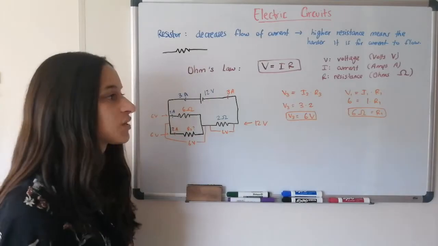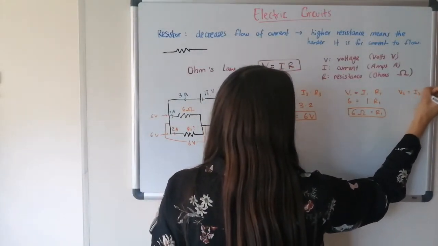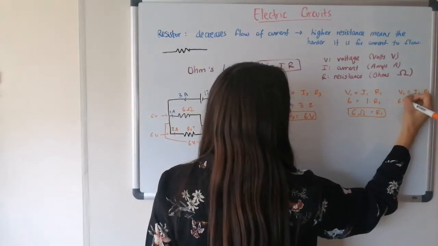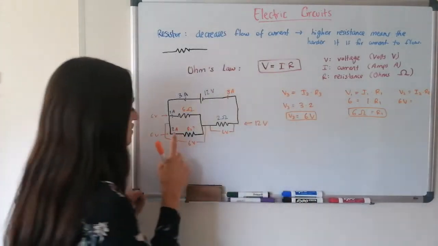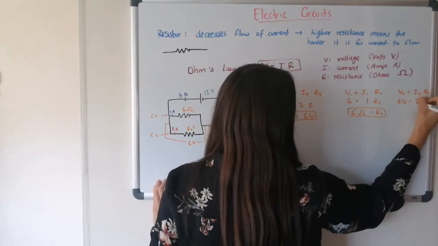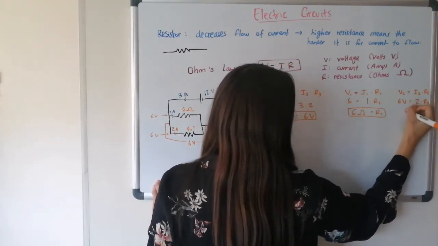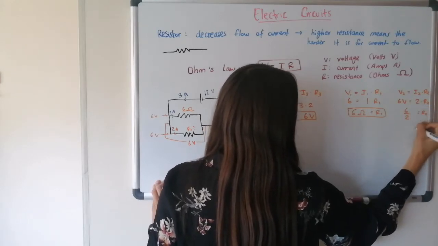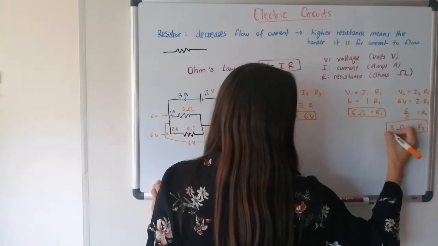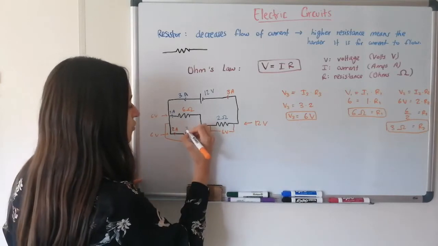And we can do the same thing with R2, but with the equation for 2. So V2 equals I2 times R2. V2 is also 6 volts. And I2, in this case, is 2 amperes because it's what was left from the 3. So this is 2 times R2. So R2 will be equal to 6 over 2, which is equal to 3 ohms. So this resistor over here is 3 ohms.